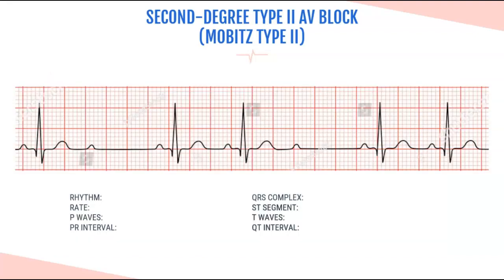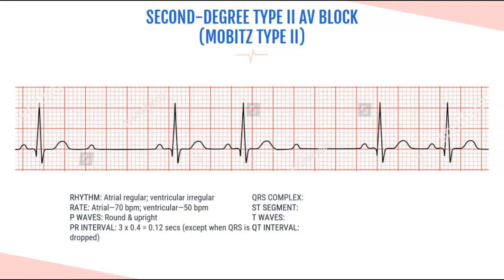Interpreting a strip for second degree type 2 AV block, with our rhythm, we can see that the atrial rhythm is regular, but our ventricular rhythm is irregular, and that's because one of our ventricular beats got dropped. Our atrial rate is 70 beats per minute, whereas our ventricular rate is 50 beats per minute. Our P waves are round and upright. Our PR interval is about 3 small squares.